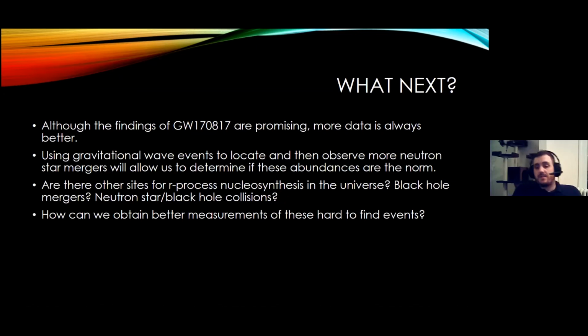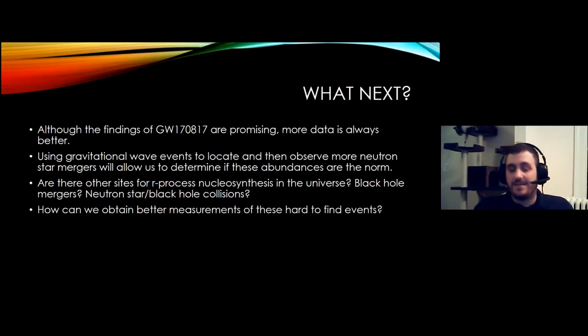So what next from here? We've discovered that neutron stars do create these R process elements, but where do we go from here? And although the findings of this gravitational wave event are very promising, obviously more data is always going to be better. So what we do next is we use more of these gravitational wave events as they're detected, use them to observe these neutron star mergers, allow us to gather more data on them, see if the abundances match up, see if they are consistent with the amount of material released in each neutron star merger.